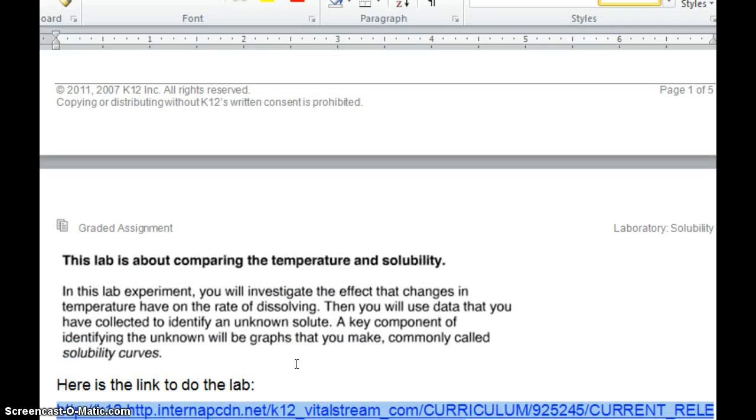This lab is about comparing temperature and solubility. In this lab experiment, you will investigate the effect that changes in temperature have on the rate of dissolving. Then you will use data that you have collected to identify an unknown solute. A key component of identifying the unknown will be graphs that you make, commonly called solubility curves.